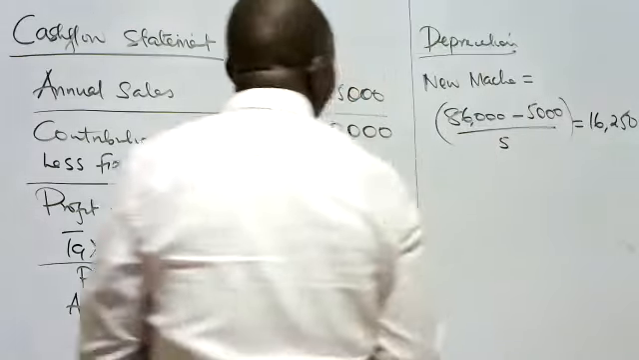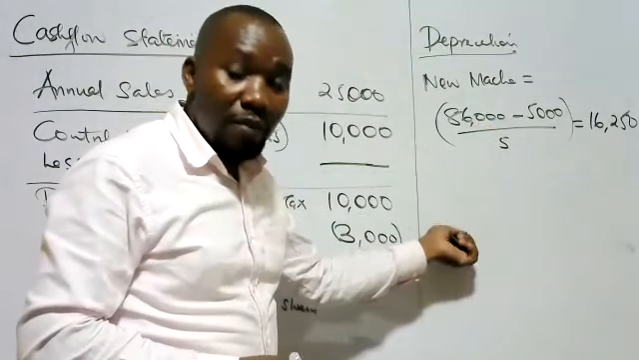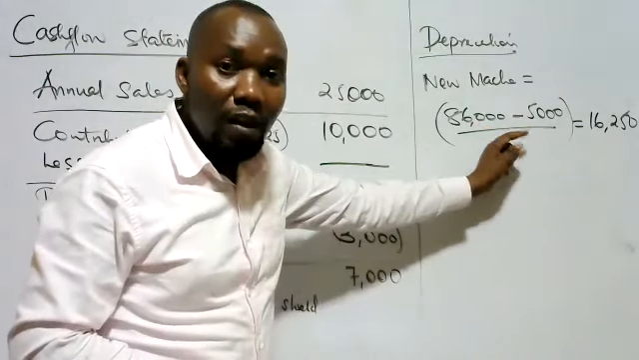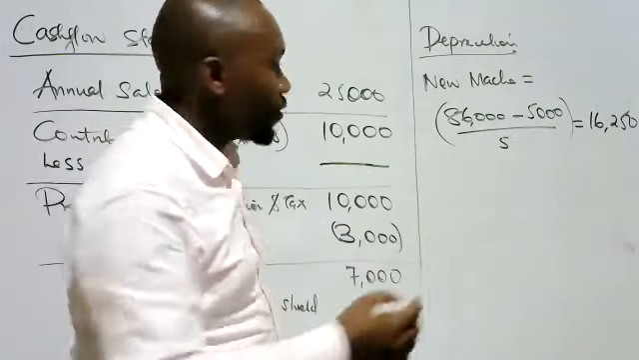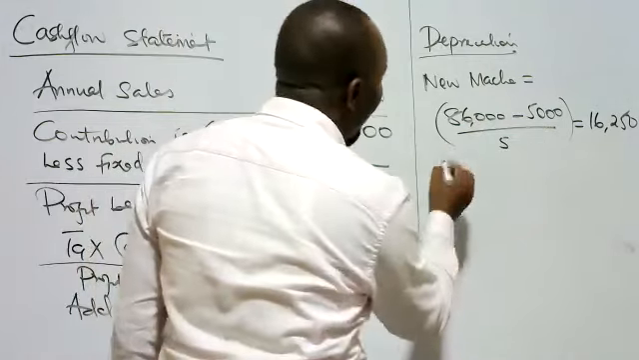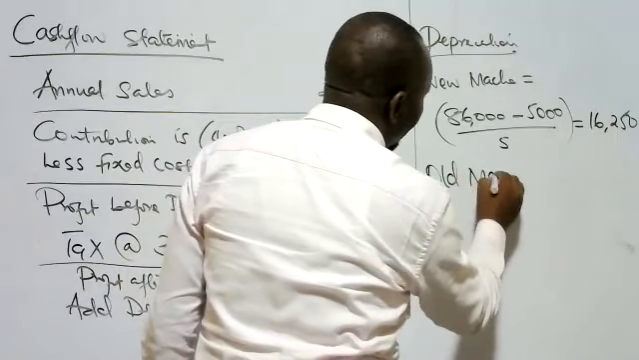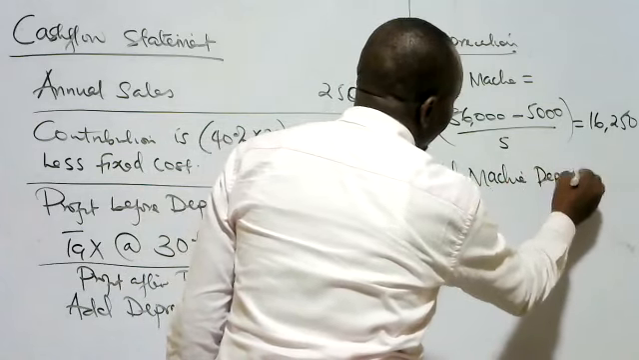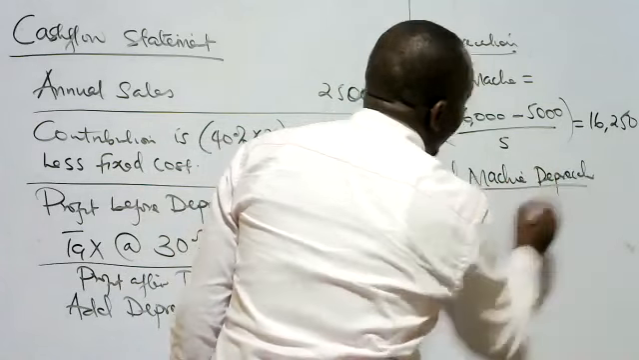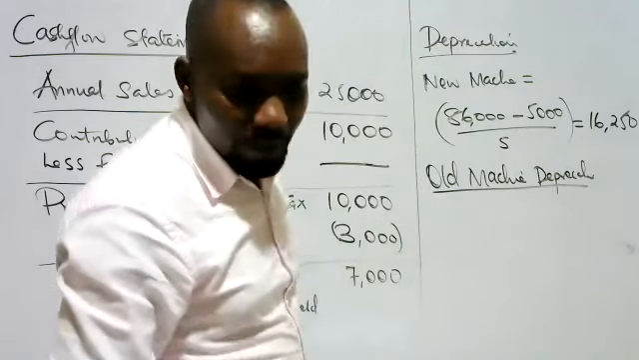So you need to know what was the tax shield in the old one and what is the tax shield in the new one. Because we had sold the old one, we have lost that advantage. We are now getting the net. So we need to know the depreciation on the new one and the old one. So for the old machine, what was the depreciation in the old one?